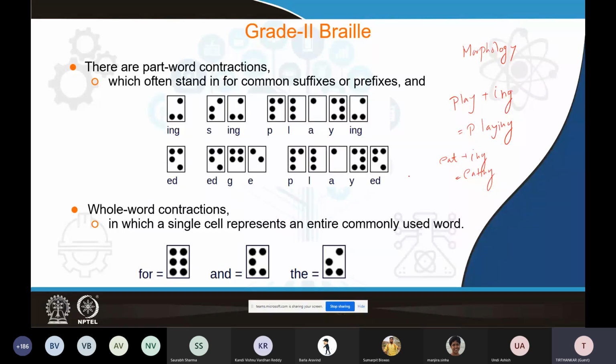What we can see is that, typically, I think most of you have already studied these things in your high school English grammar, that there is a concept of root word, and then we attach some kind of suffixes to form a new word.